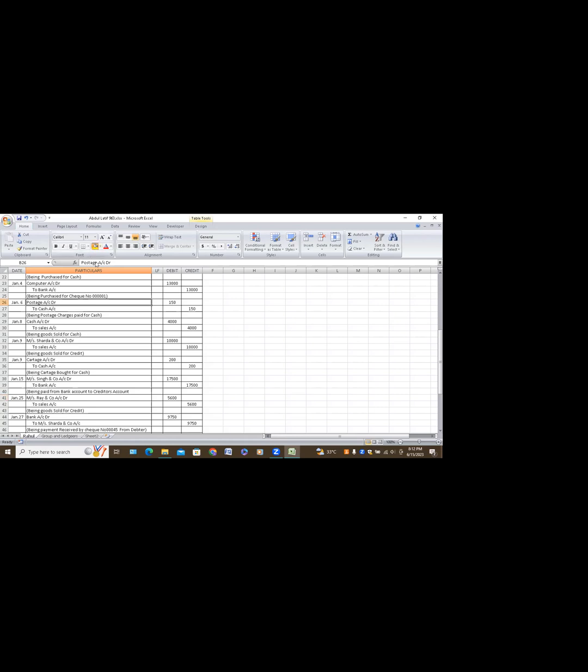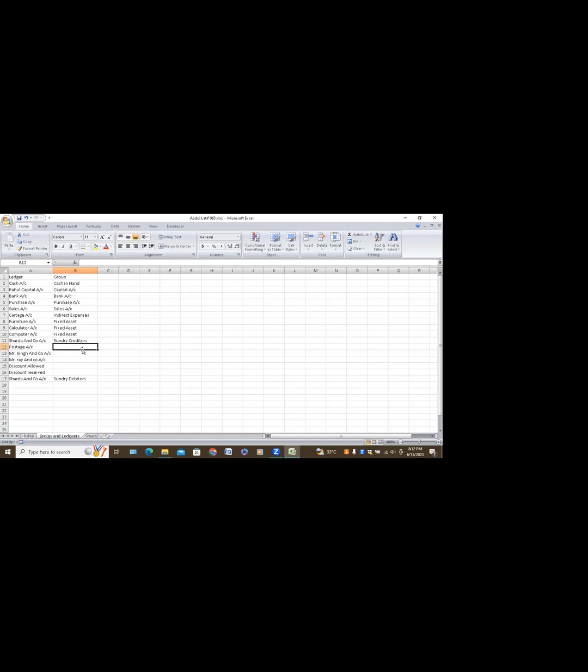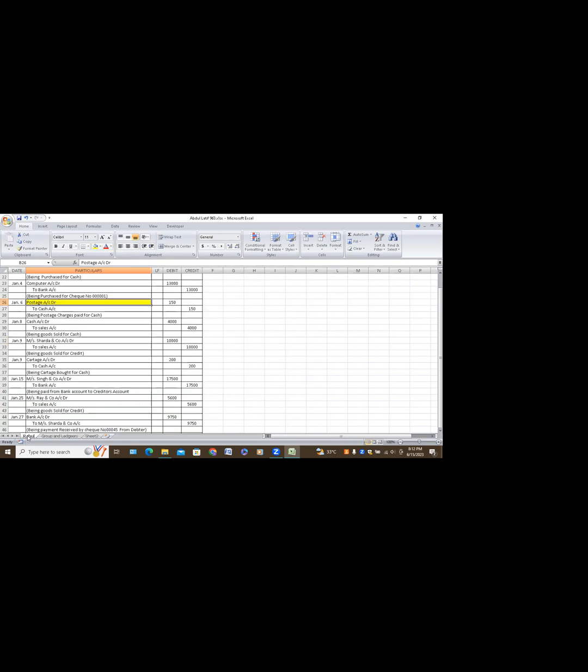Kanis Ajira, can you answer this? Indirect expense, ma'am. Indirect expenses. Make a note, Abdul. Indirect expenses. Singh and Co. Show them the answer. Sundry creditor and sundry debtor, ma'am.